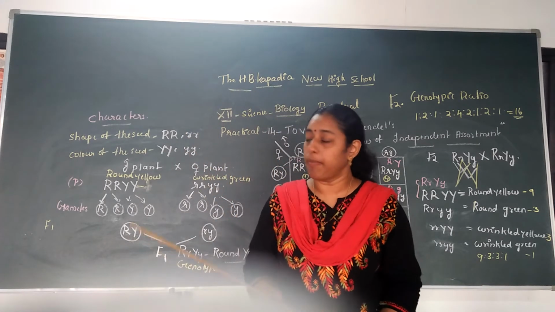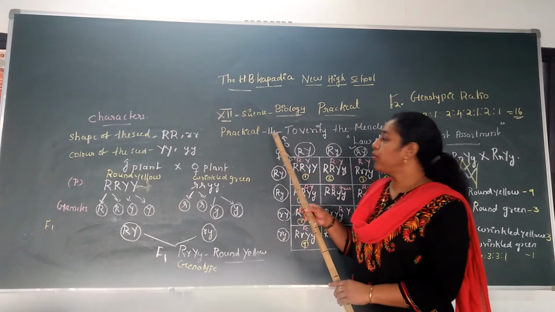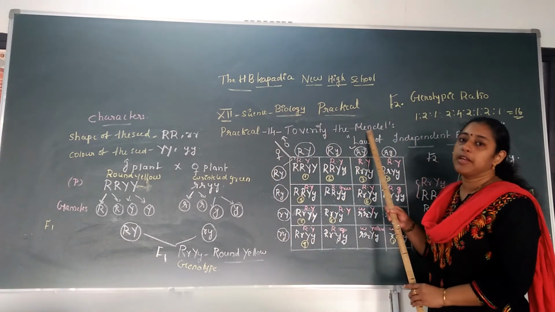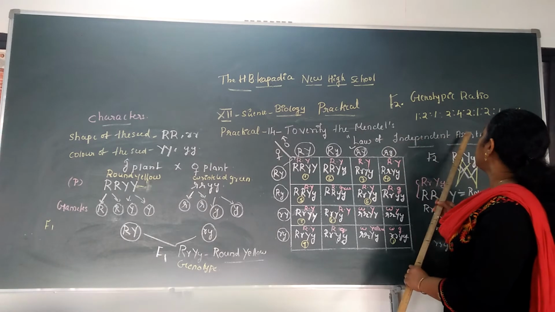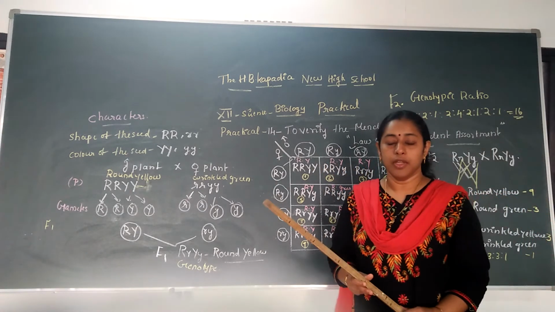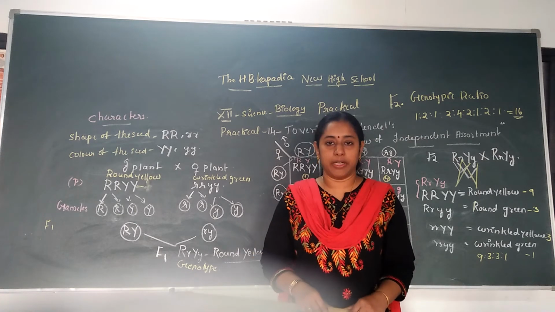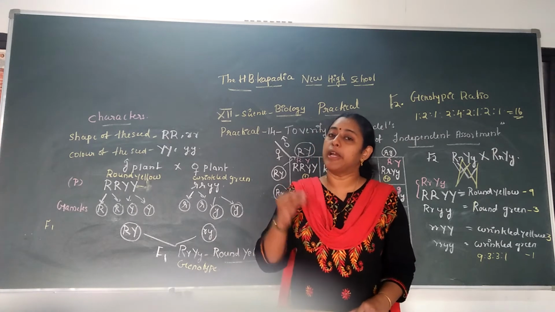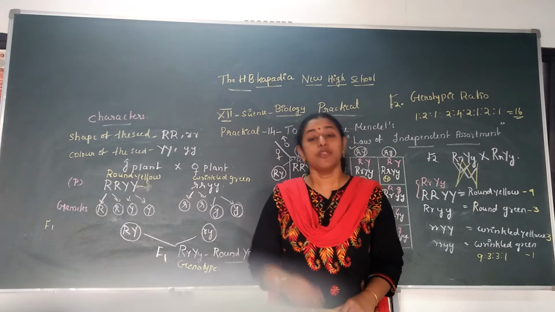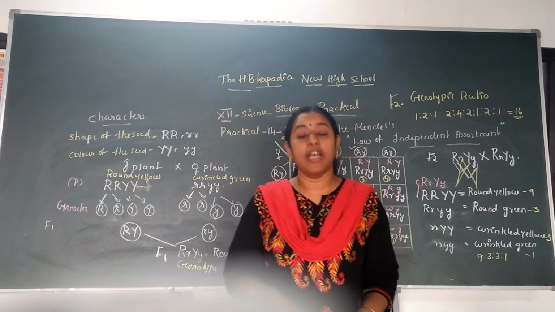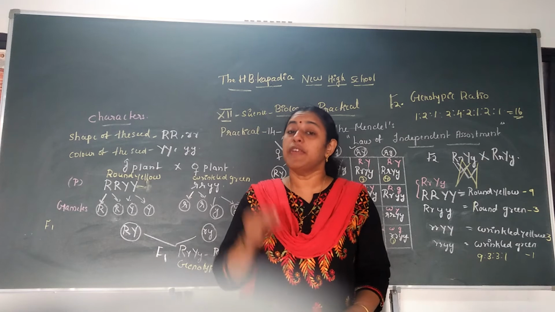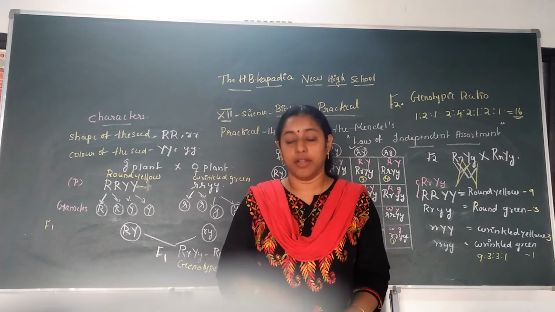Okay, so I am starting the practical. Practical number 14, to verify Mendel's law of independent assortment. How can we verify it? This can be verified by a dihybrid experiment. So what is a dihybrid experiment? An experiment which focuses on two characters at a time is called a dihybrid experiment.